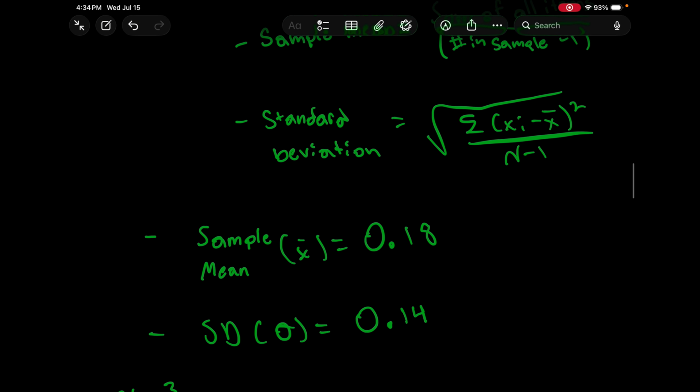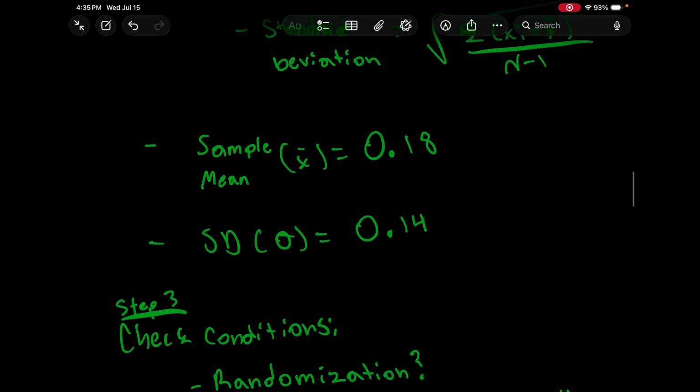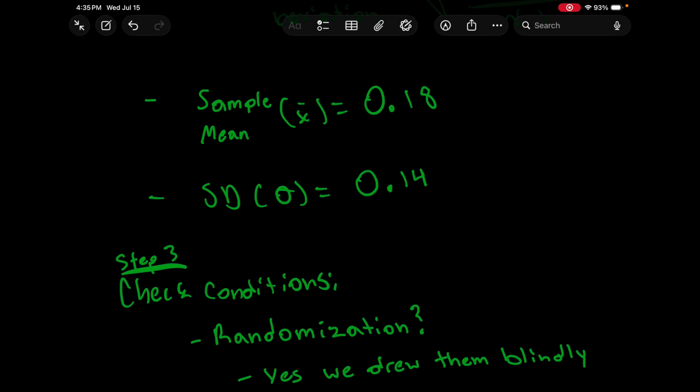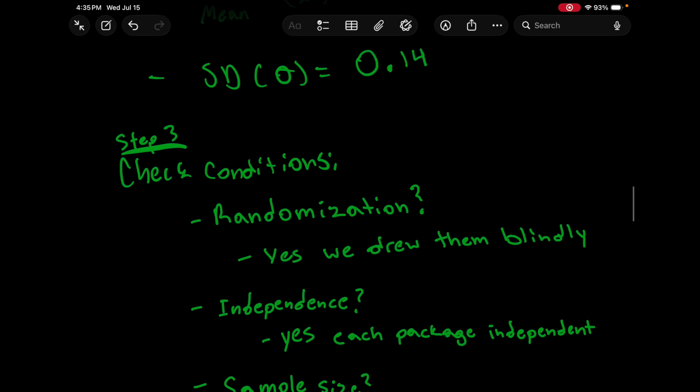Awesome. So step 3, we are going to check our conditions. So what's our first condition? Yes, for sampling, we need to have randomization, or we need to have the samples drawn randomly. So we did this because I just handed out the bags of M&Ms blindly. It was completely random. Then, was this independent? Is each person's percentage of blue M&Ms related to each other bag by bag? No, each bag is completely independent.